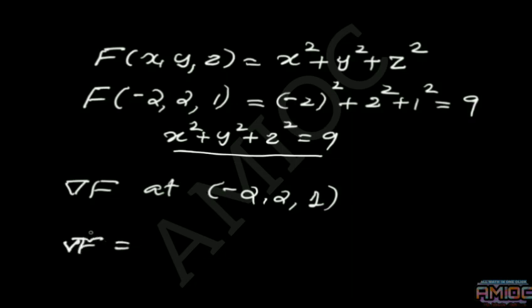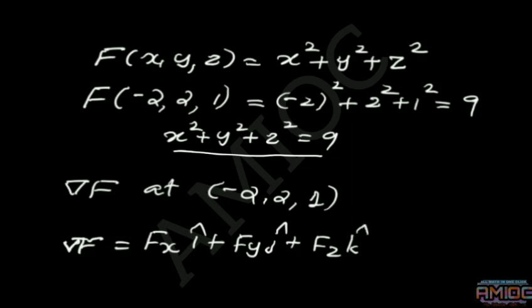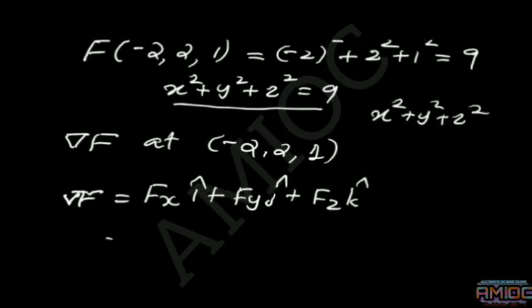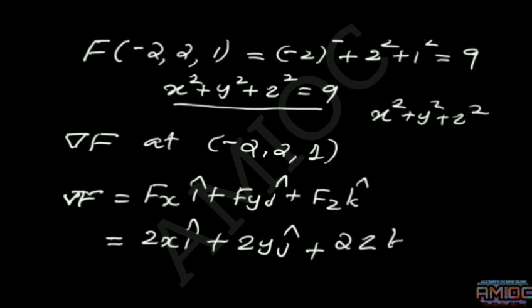In the case of three variables, del f is given by fx into i cap plus fy into j cap plus fz into k cap, and f is given by x square plus y square plus z square. If we take the derivative with respect to x, we will get 2x i cap plus fy. Taking the derivative with respect to y, we will get 2y into j cap plus fz. Taking the derivative with respect to z, we will get 2z into k cap.